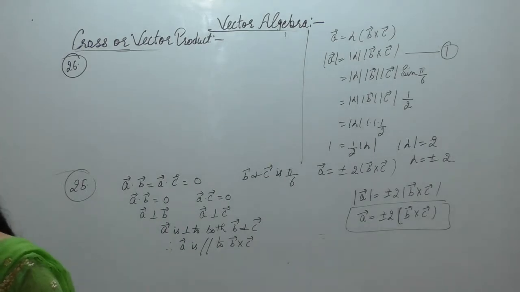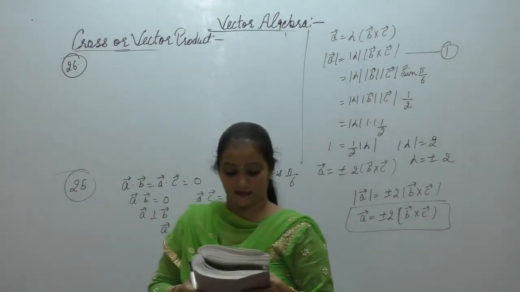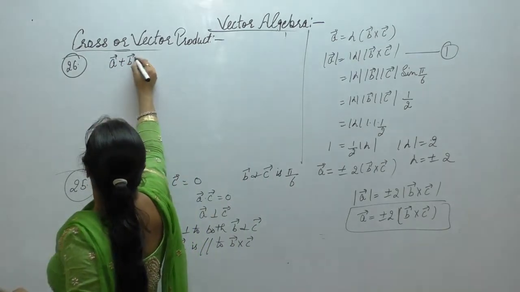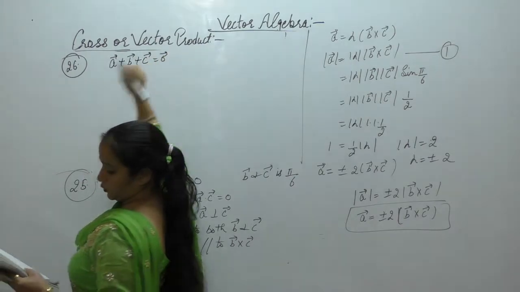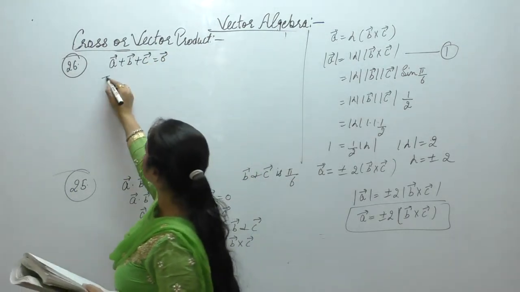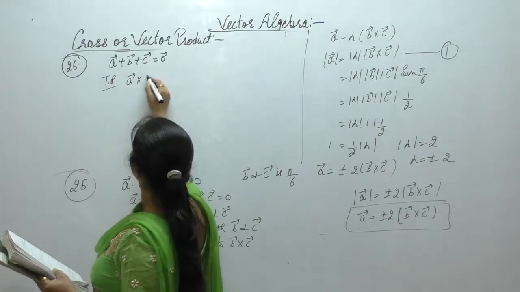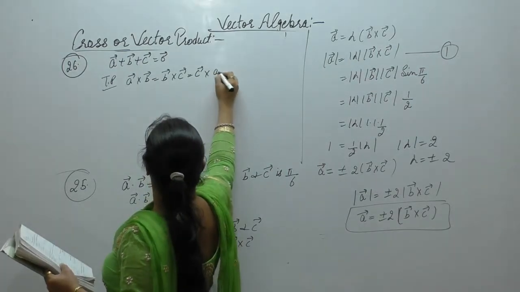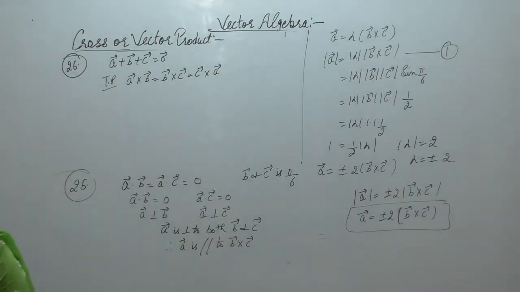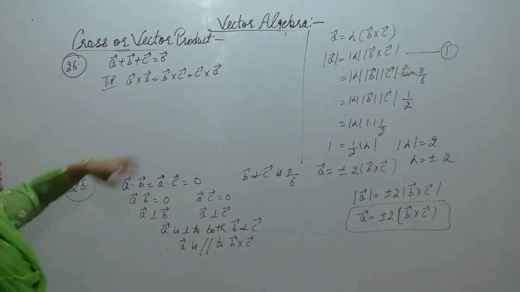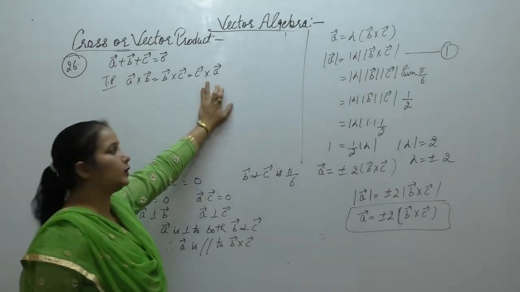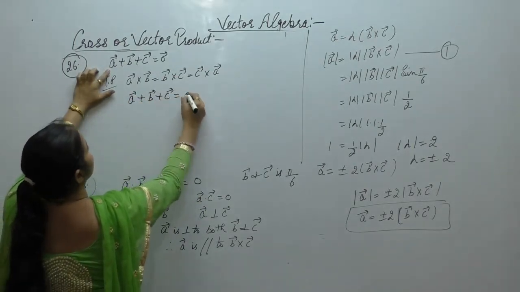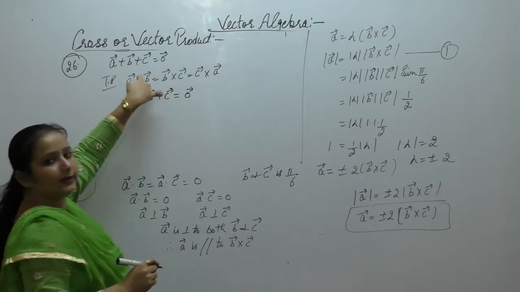Next one. If A, B and C vectors are three vectors such that A vector plus B vector plus C vector is equal to 0 vector, then prove that A vector cross B is equal to B cross C and is equal to C vector cross A vector. Now we have to show that these are equal, and it is given that A vector plus B plus C is 0 vector. First we want to find the term A cross B.